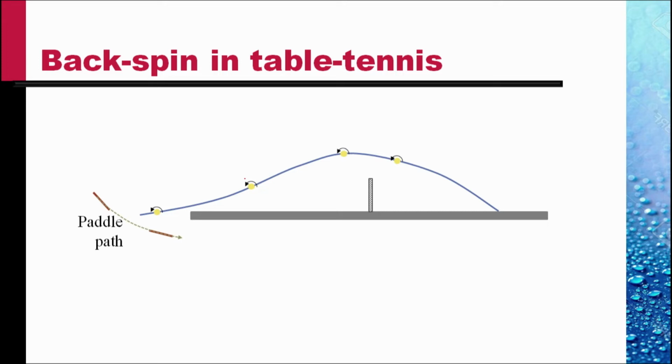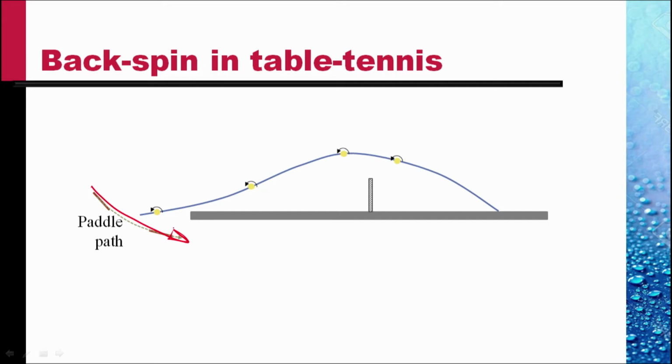A ball is hit by a paddle moving along this arc, and as it hits, the ball is given a rotation in the counterclockwise sense. The surface of the paddle slides along the ball at the lower point, spinning it about an axis perpendicular to the screen, and the ball rotates in a counterclockwise fashion and travels to the right.